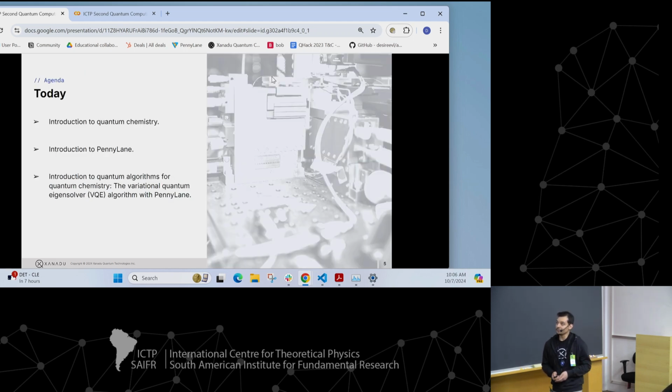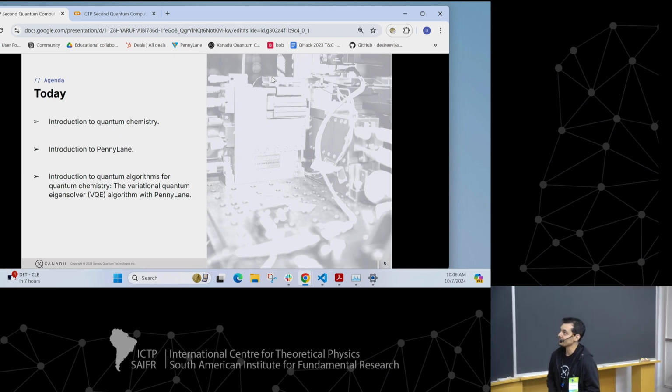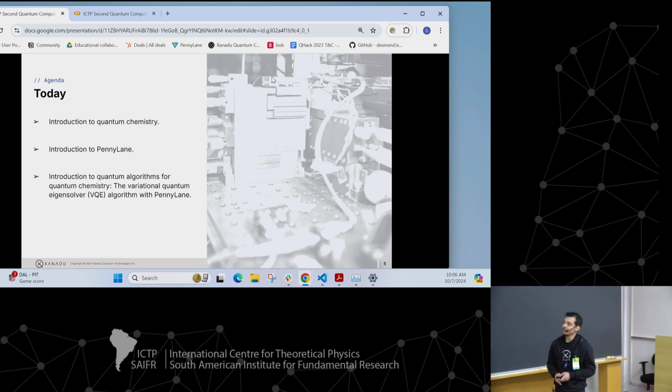So the plan for today is quickly introduce a little bit of the basics of quantum chemistry that you need to understand most of the lectures, just to bring everyone up to the same level. Introduce PennyLane a little bit, the format of how you do things in PennyLane.